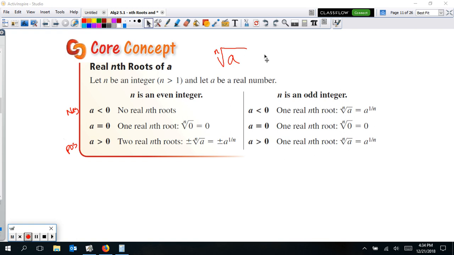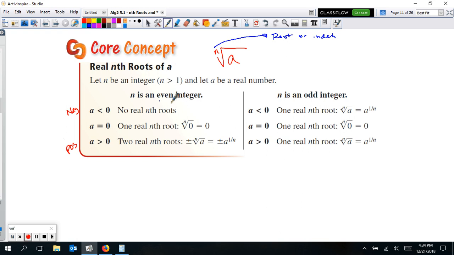We have the radical of A, and the root is n here. Sometimes we can call n a root, or we can call it an index. That's what it says in your vocabulary, index. The index of the radical is really the root of the radical. And on here it's the real nth roots of A.